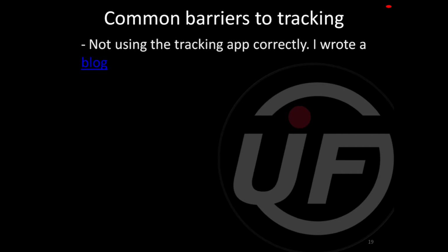Common barriers to tracking. Not using the tracking app properly. So someone the other day put in they had a 150-gram steak for dinner. Wonderful. And then in MyFitnessPal it said that was worth about 150 calories. I'm pretty sure that's wrong. 0 carb, fair enough. 0 fat, that's not right. 0 protein, that's really wrong. So this person just picked an option in the app, threw it in and went, I've done my job.